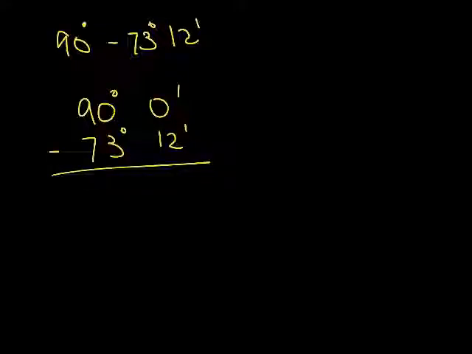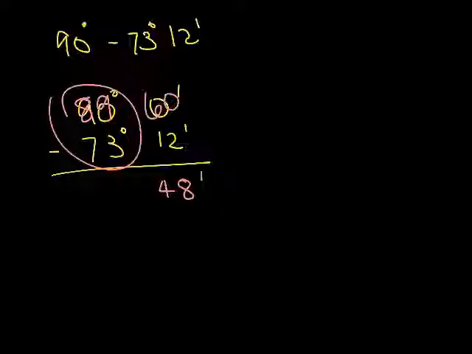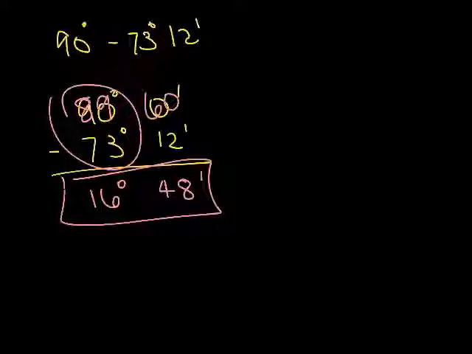I'm going to take 1 degree from this and turn it into minutes, since that's what this is. So I take 1 degree from 90, and that makes this 89 since I took 1 away. And I take that degree and make it into 60 minutes. Now I can take 60 minus 12 and get 48, and I've got 89 minus 73, and I get 16. So when I subtract those, I end up with 16 degrees, 48 minutes.